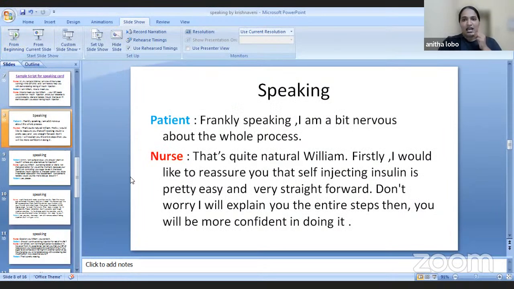Frankly speaking, I'm a bit nervous about the whole process. All right, that's quite natural, William. Firstly, I would like to reassure you that self-injecting insulin is pretty easy and very straightforward. Don't worry, I will explain the entire steps to you. Then you will be more confident in doing it. How does that sound?